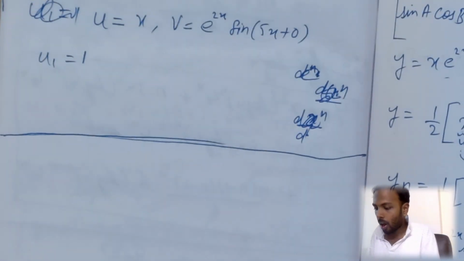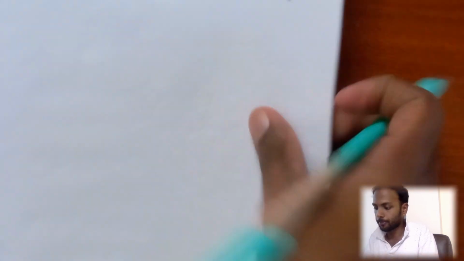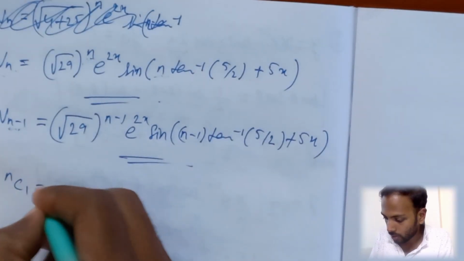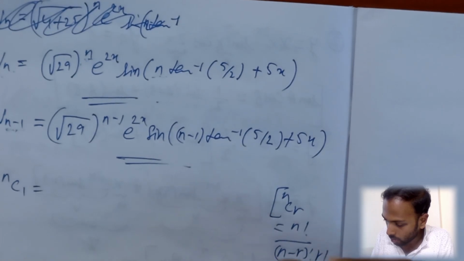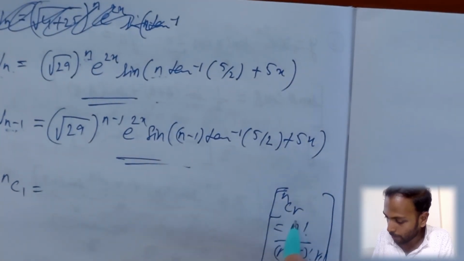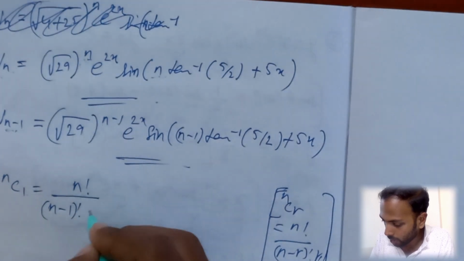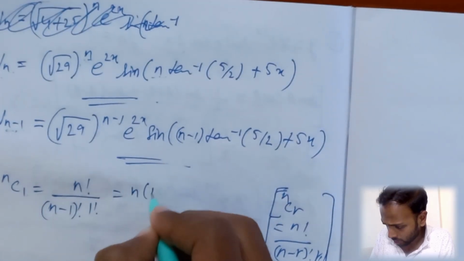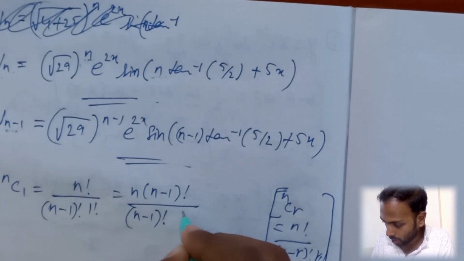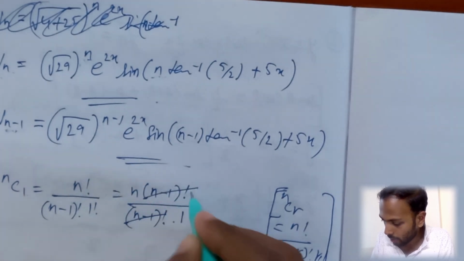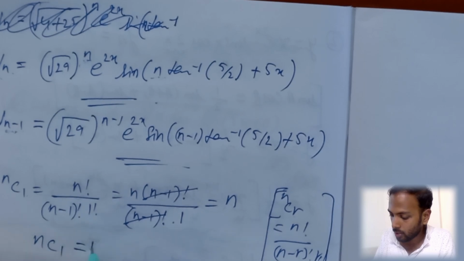Now, the last requirement is nC1. The formula of nCr is n factorial by n minus r factorial into r factorial. In place of r, we have 1. So n factorial by n minus 1 factorial into 1 factorial. I can write n factorial as n into n minus 1 factorial, by n minus 1 factorial. 1 factorial is 1 itself. So n minus 1 factorial and n minus 1 factorial will cancel, and then n by 1 will be remaining, which is n. So nC1 we found as n.